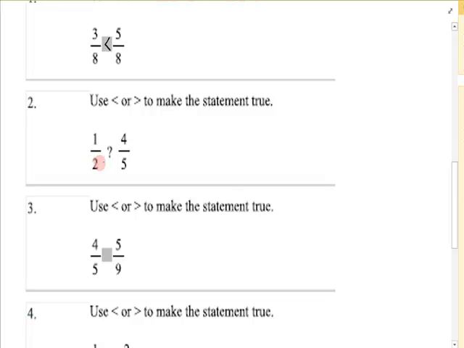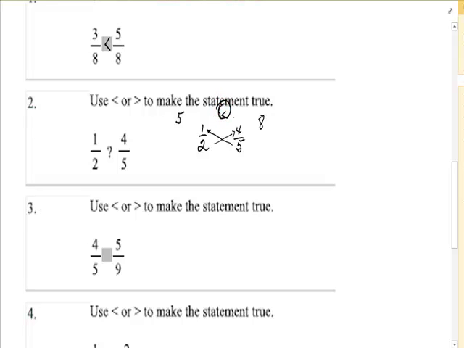Now this one, these are different denominators. You can take the time to get them both with the common denominator of 10, or you can use the shortcut, and I'm going to use the shortcut. There's nothing wrong with this shortcut. You're going to go bottom times top gives you 8. Bottom times top gives you 5. The symbol that you would put between 5 and 8 is a less than symbol. 5 is less than 8. So that's the symbol that goes in this problem as well.